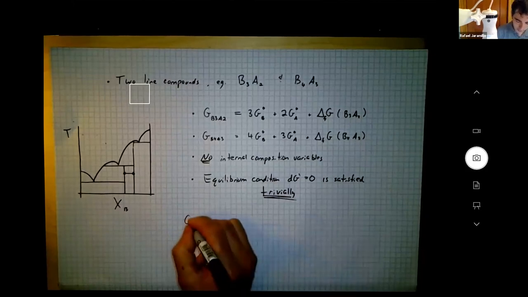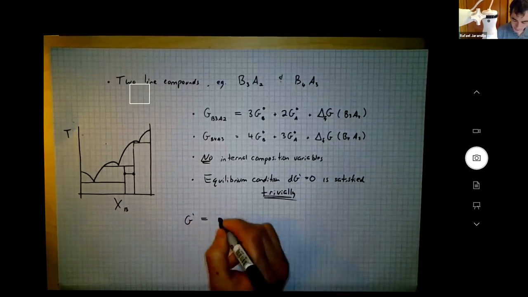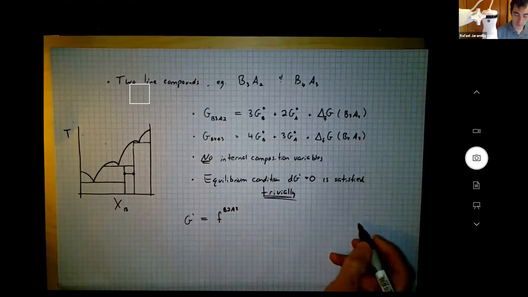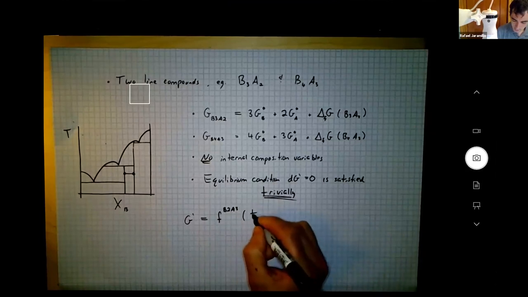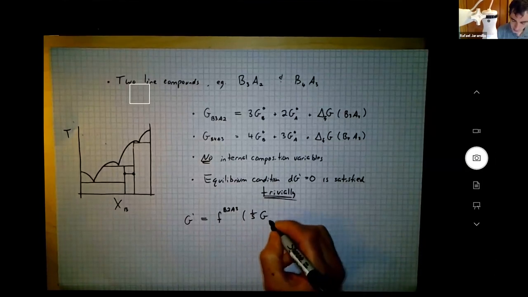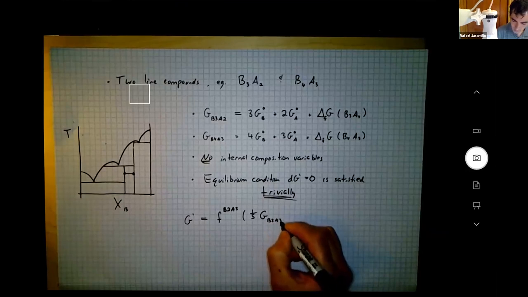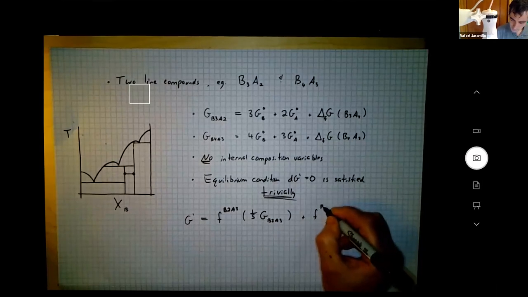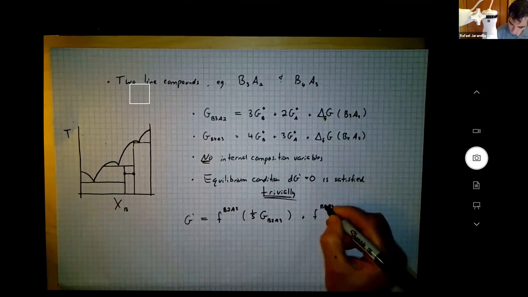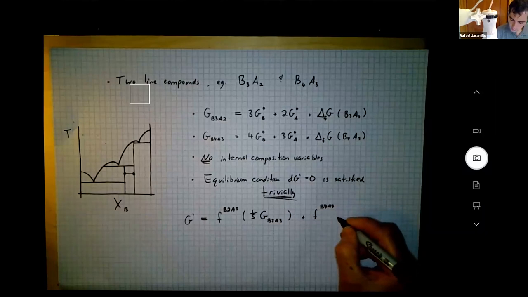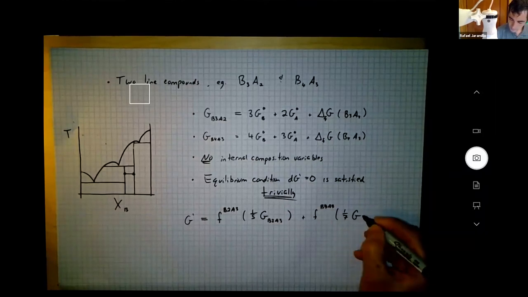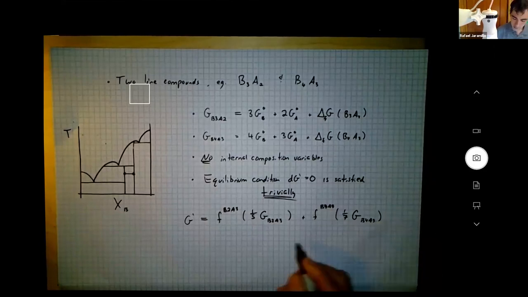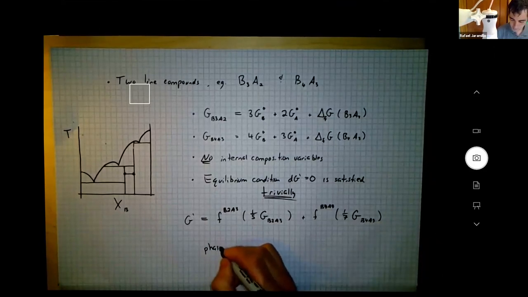I can write out the total Gibbs free energy. It's going to be determined just by the phase fractions. Phase fraction of the B3A2 phase times, let's say, 1/5 of the Gibbs free energy of the B3A2 phase, plus phase fraction of the B4A3 phase times 1/7 of the Gibbs free energy of the B4A3 phase. And these phase fractions are determined by the lever rule.